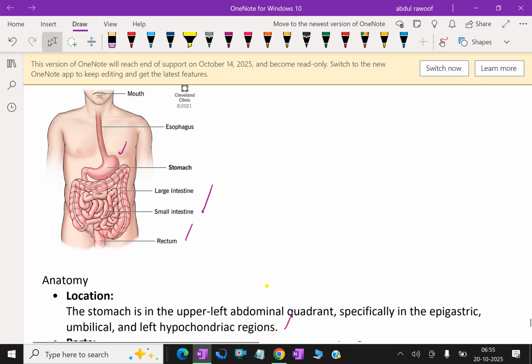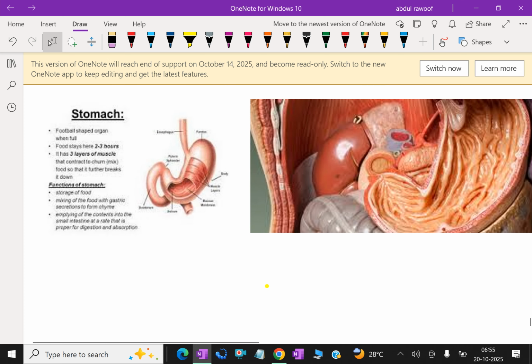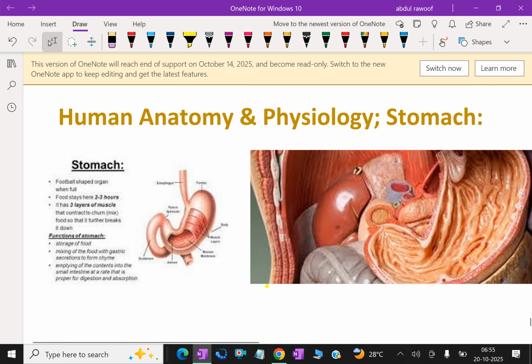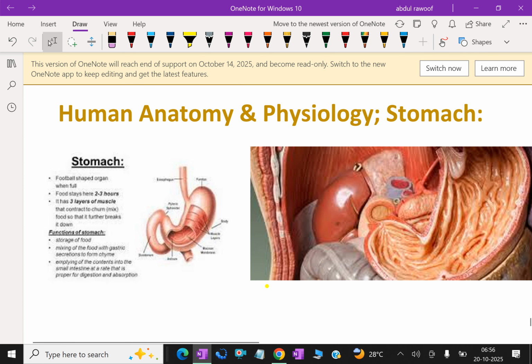So far we discussed human anatomy and physiology regarding the stomach.